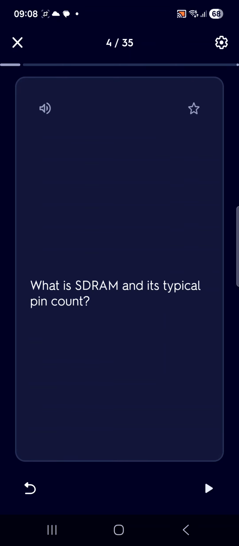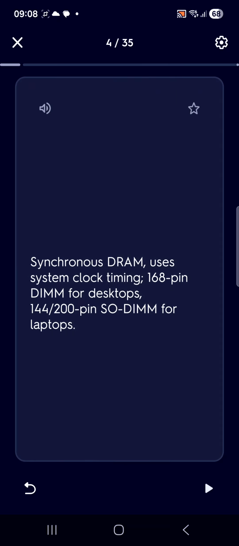What is SDRAM and its typical pin count? Synchronous dynamic random access memory uses a system clock timing, and it has 168-pin dual inline memory modules for desktop and 144 or 202-pin small outline dual inline memory modules for laptops.